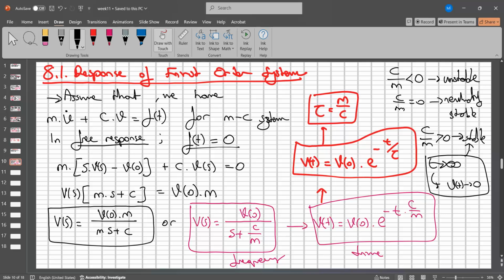Vt goes to V0. No, 0. At the stable case. At the initial position, we have the V0. The initial value of this term is V0. But if we take the C divided by M greater than 0, it always goes to 0 in this case. Just see the formula. You can see it. Okay?